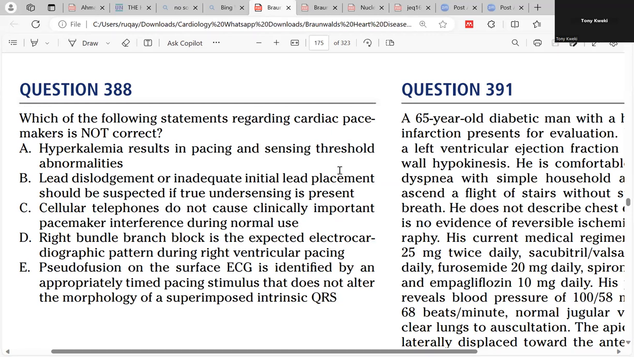We know the cells and tissue have action potential, and all of that is caused by the flow of ions, sodium, potassium, and all of them. So if there is an imbalance, or excessively high or low levels, then they could affect the pacing and sensing threshold. So A is correct. So that's not the answer, since we're looking for one false answer.